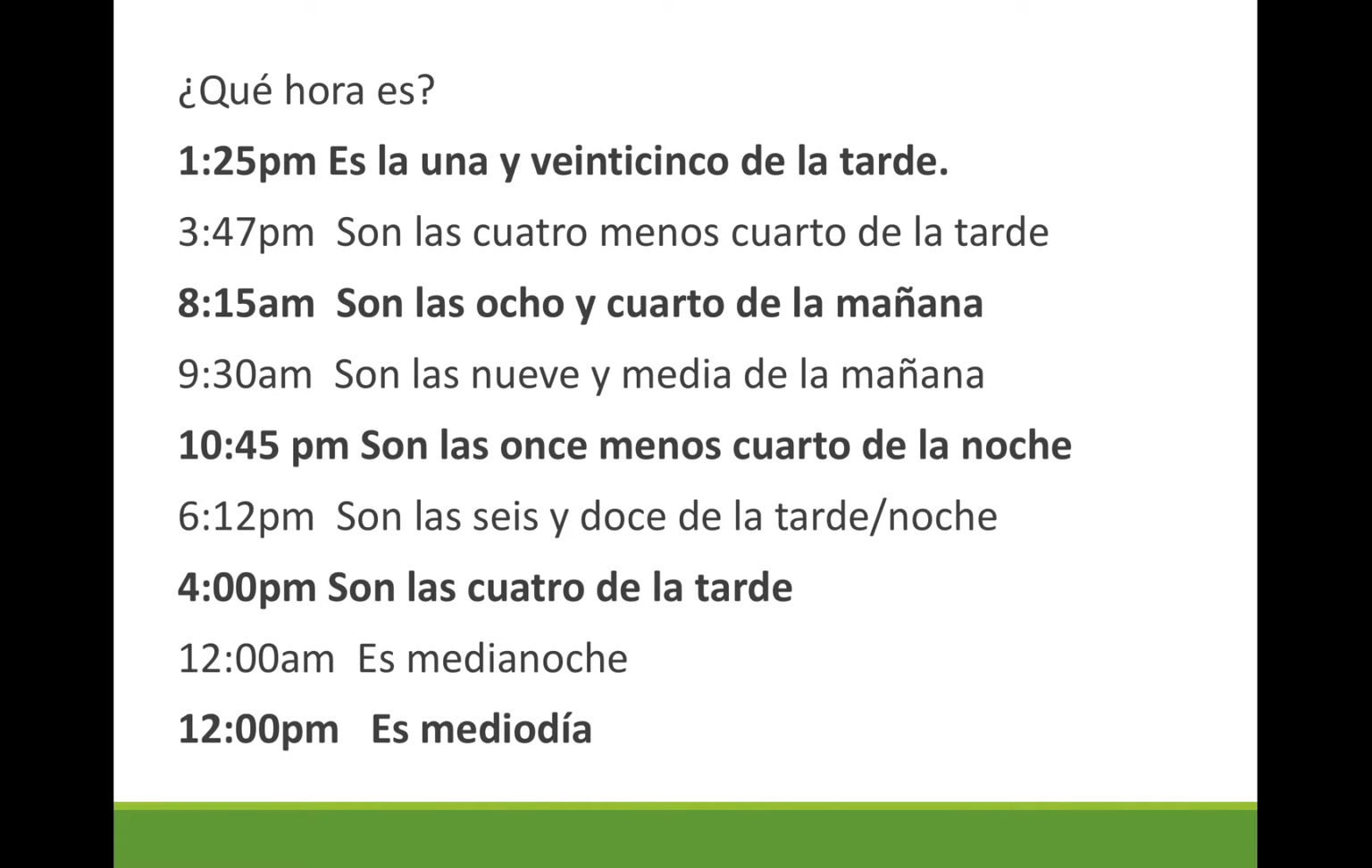Son las 6:12 de la tarde o de la noche. That's that vague time. Son las 4 de la tarde. We don't have an o'clock specification. It's just it's 4. We don't have to say 4 o'clock on the dot. No es necesario. Son las 4 de la tarde. Es medianoche. Es mediodía.